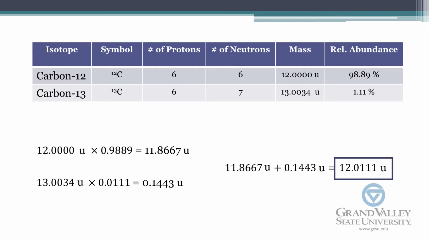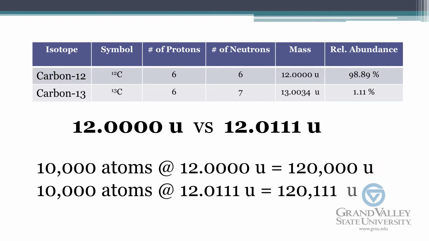This is not that different from the mass of carbon-12, so does it really matter? Let's take a look. If we were to find the mass of 10,000 atoms using both of these numbers, we can see that there is 111 difference in them. This is just for 10,000 atoms. In reality, we would be dealing with many more. It is therefore important to use the contributions of carbon-13.